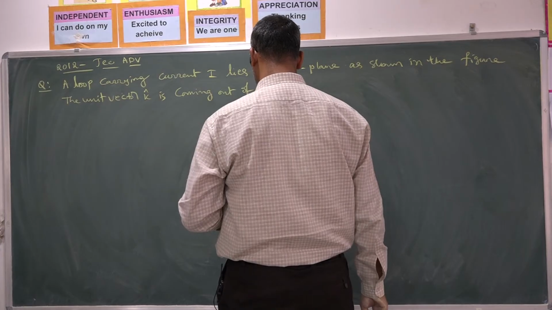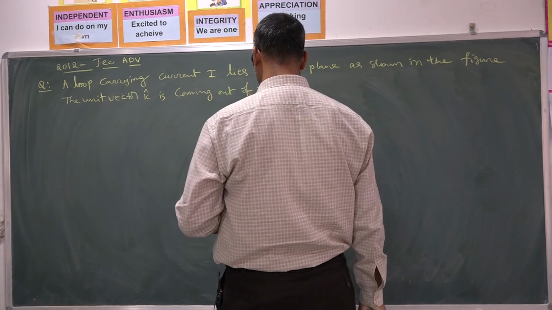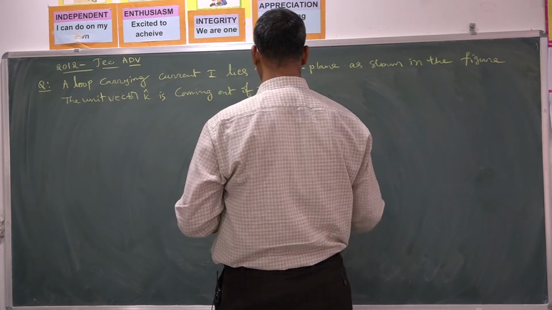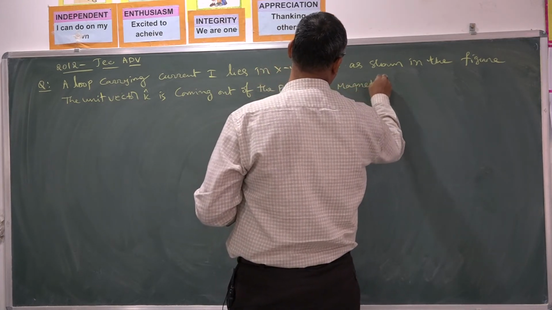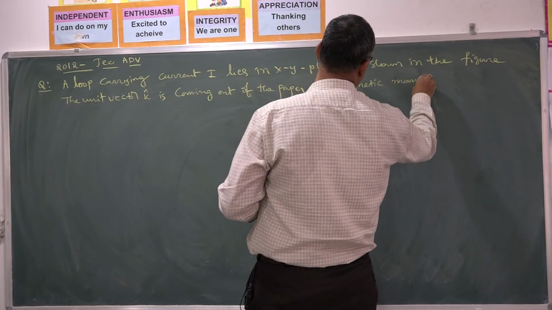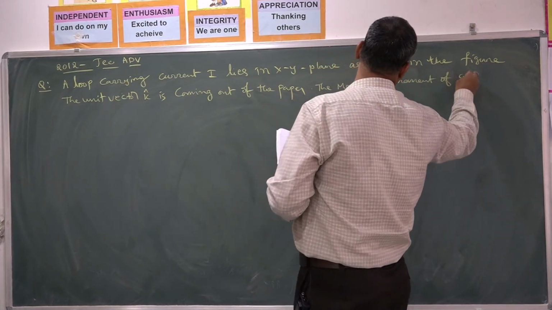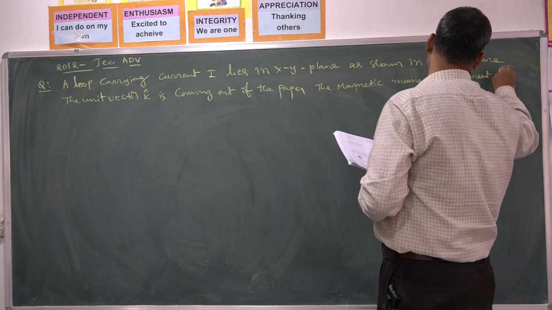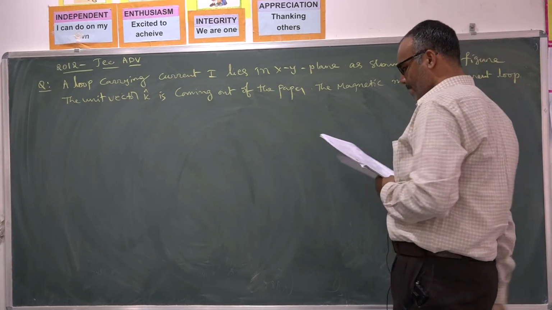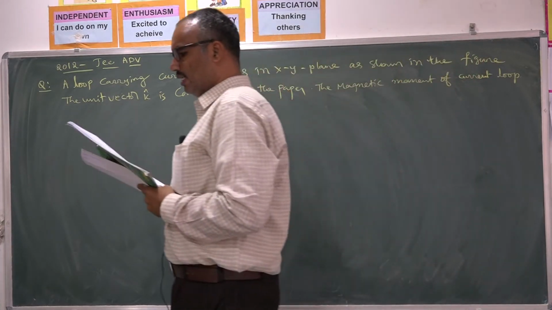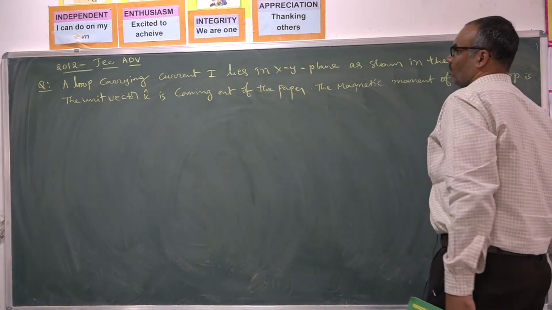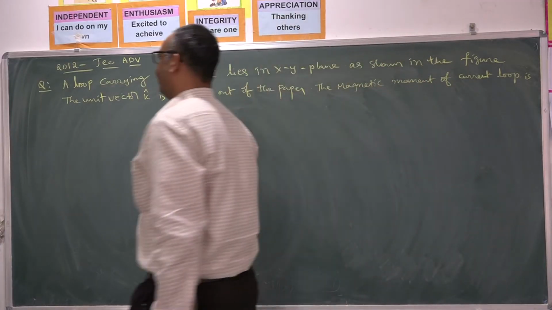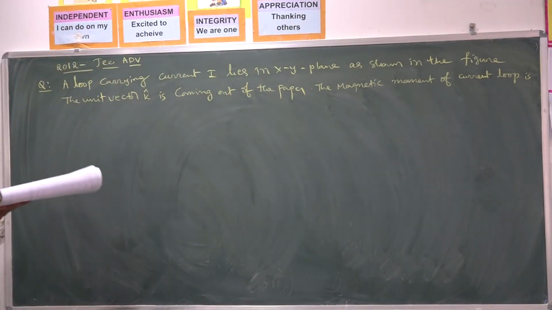The magnetic moment of the current loop is. This is the question. We need to discuss the solution.